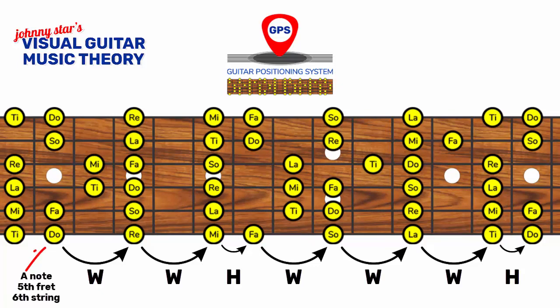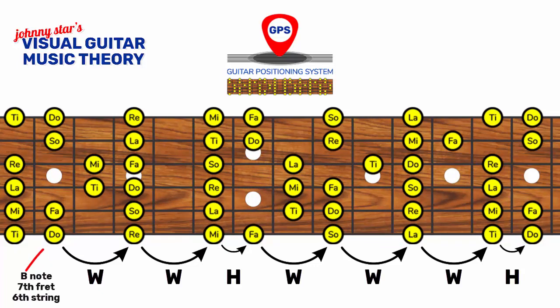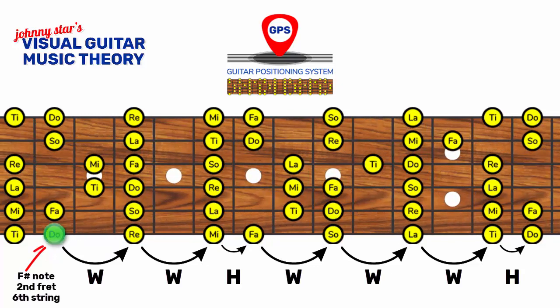If we play the same pattern starting on A, we'll be playing an A major scale. And it's all relative. If we start on B, we get a B major scale. If we start on F sharp, we get an F sharp major scale, and so on.